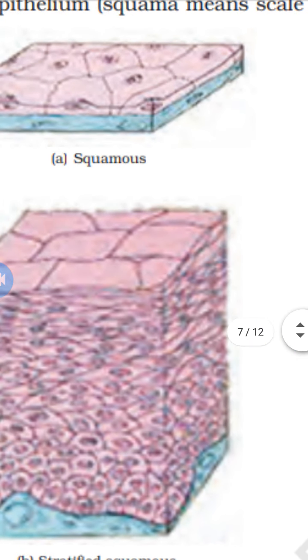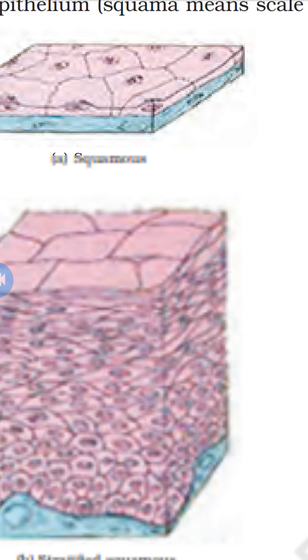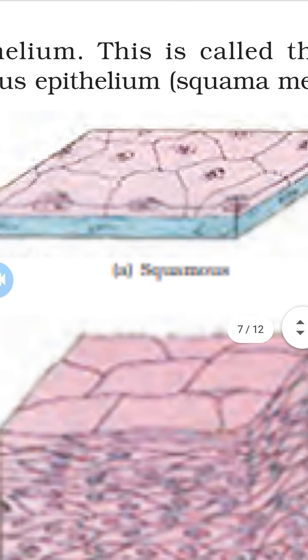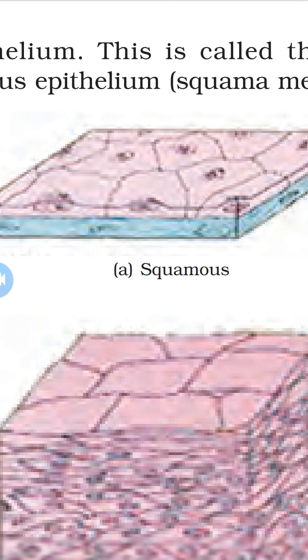So the first figure is the squamous epithelium, which is subdivided into subtypes: simple squamous epithelium and stratified squamous epithelium. The first figure is a simple squamous epithelium.